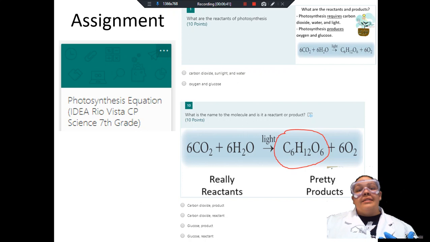So your assignment today for this lesson is just to really understand the photosynthesis equation before we go over more mechanics of photosynthesis. You have a total of 10 multiple choice questions so that we can make sure that you understand the photosynthetic equation.